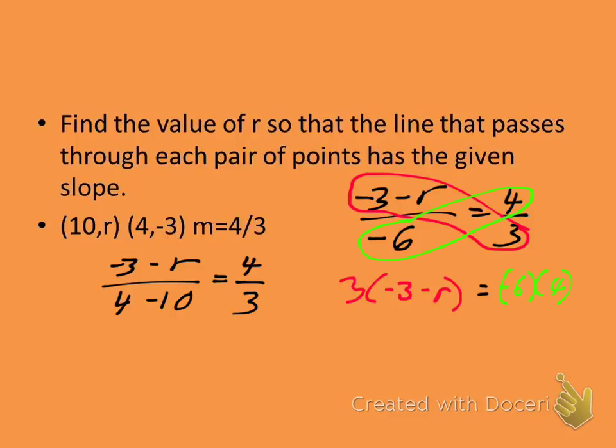Okay? Distribute the 3, so you get negative 9 minus 3r equals negative 24. Add the 9 over, so you get negative 3r equals negative 15. Divide by the negative 3, r equals... Hold on, check out what I can do. Done. r equals 5.